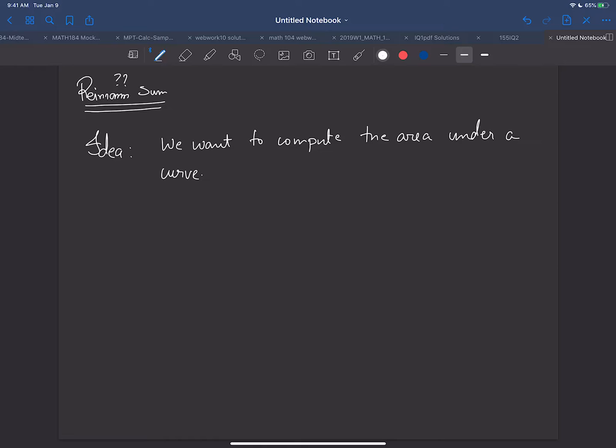So this is a challenge that we want to solve, and we want to figure out what's the area under a curve. An example that kind of motivates you towards doing this could be, let's say, a leaf, right? And you probably saw this example.